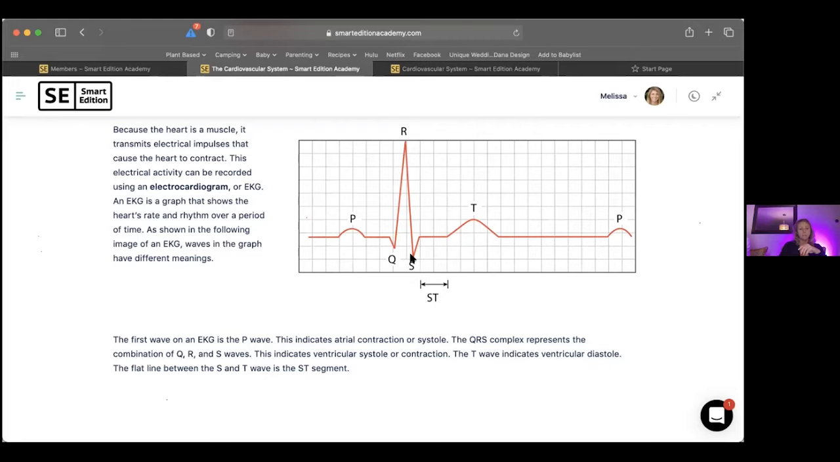So ventricular systole is when, we will go into this a little bit later, but when you look at the heart, you have four chambers. You have the right atrium, the right ventricle, the left atrium, and the left ventricle. So the QRS is showing us ventricular systole. So either the right ventricle or the left ventricle is contracting and pumping blood at that time.